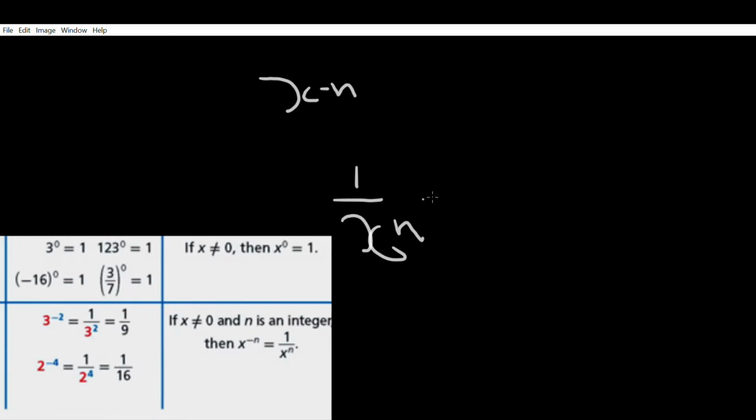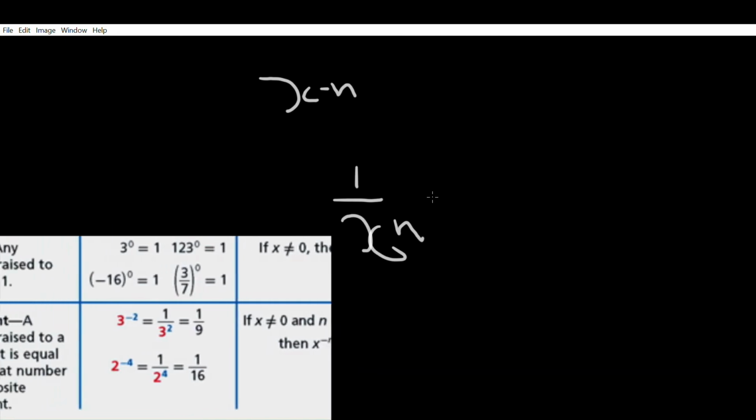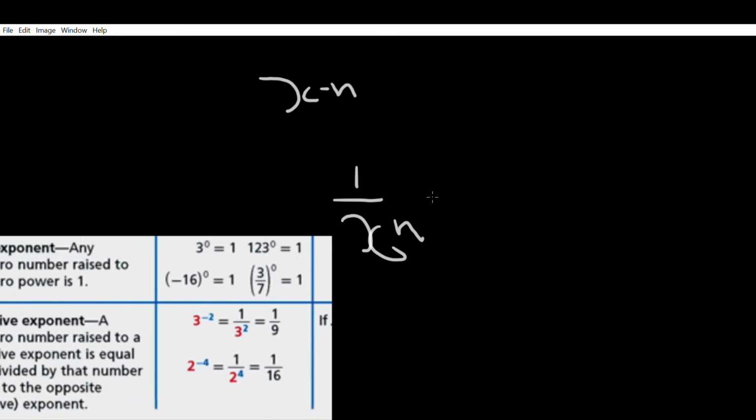So here's the diagram which explains it. So we have x to the power of negative n. And if x is not equal to 0 and n is an integer, then x to the power of negative n is 1 by x to the power of n. And for zero exponents, x to the power of 0 is equal to 1.